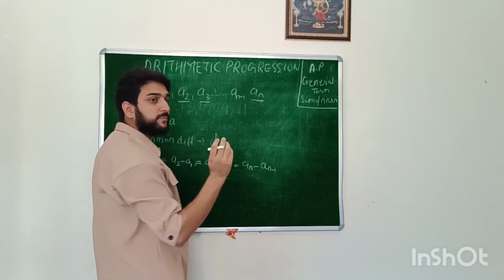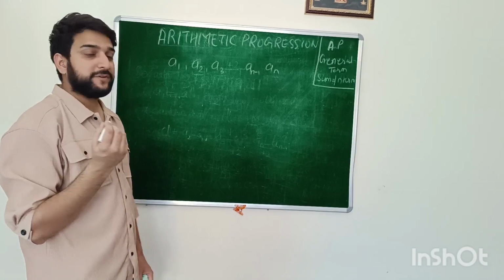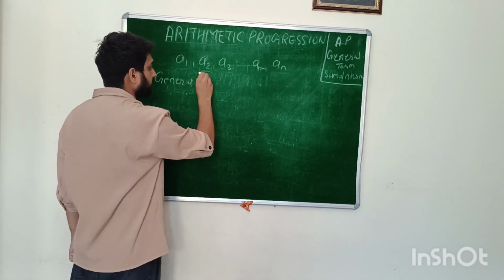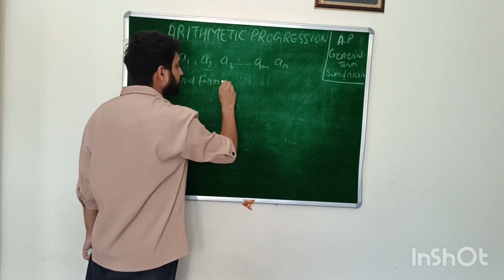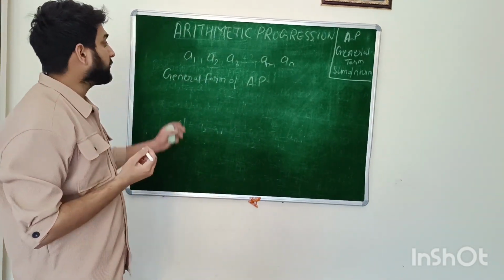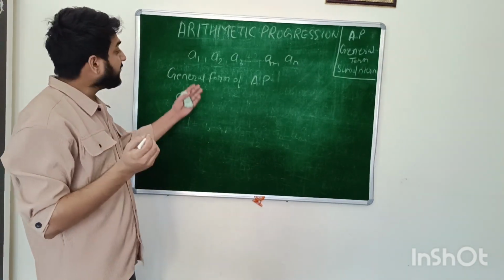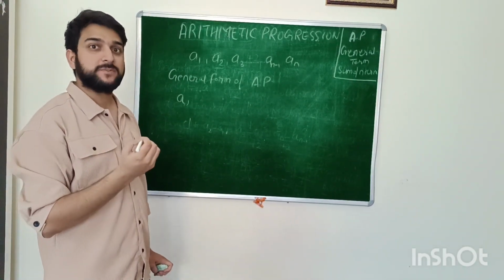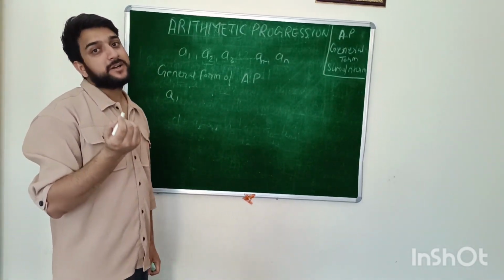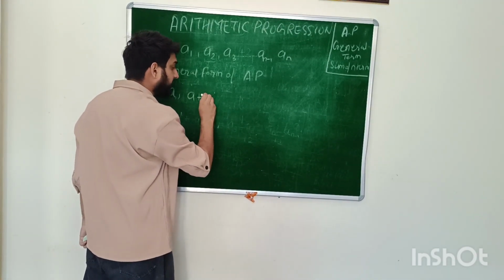So, the general form of an AP. What is the general form? We know we are denoting the first term by a. So we get the second term by adding a fixed number to its preceding term. You know the fixed number is our common difference and we are representing it by d. So our second term is a plus d.